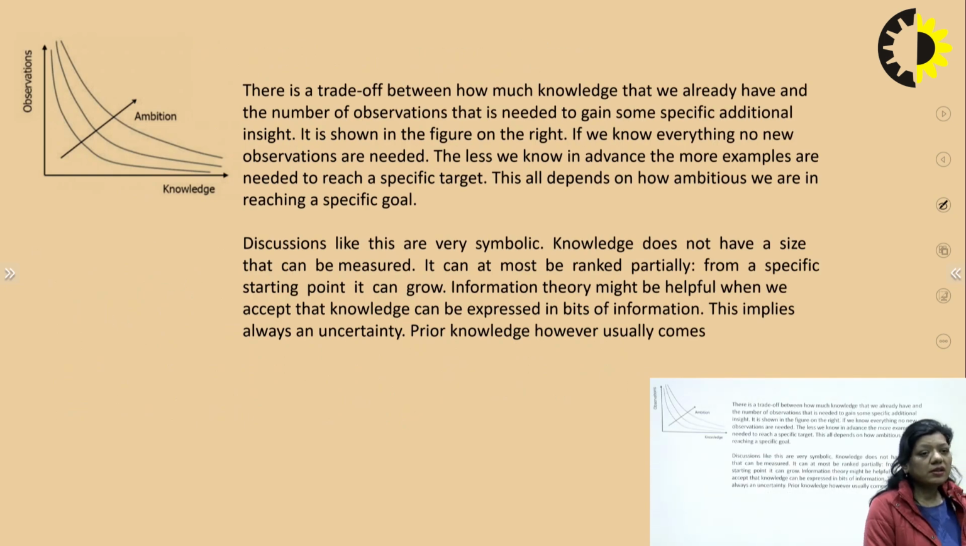So, there is a trade-off between how much knowledge we already have and the number of observations that is needed to gain some specific additional insight. It is shown in the figure on the right. If we know everything, no new observation is needed. It's obvious. The less we know in advance, the more examples are needed to reach a specific target. So, this all depends on how ambitious we are in reaching a specific goal.